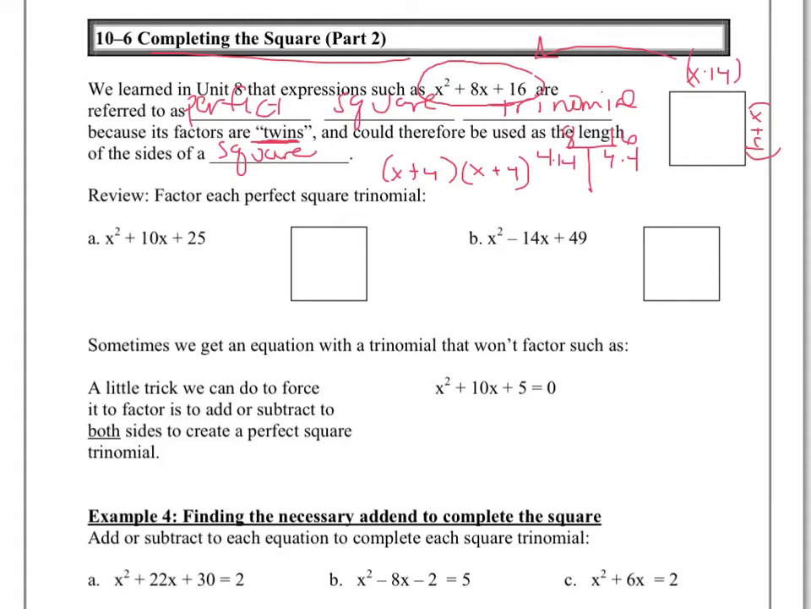If we want to factor, we want two numbers that multiply to 25 that are the same and also add up to 10. So here we could do 5 times 5 and 5 plus 5. So 5 is going to work. We can write it as x plus 5 times x plus 5, or we can also write it as x plus 5 squared, because really we're multiplying them together. Filling it in, we have x plus 5 times x plus 5. I'd like you to pause the video for a moment and try part B.